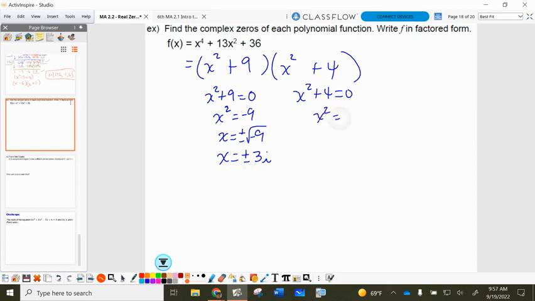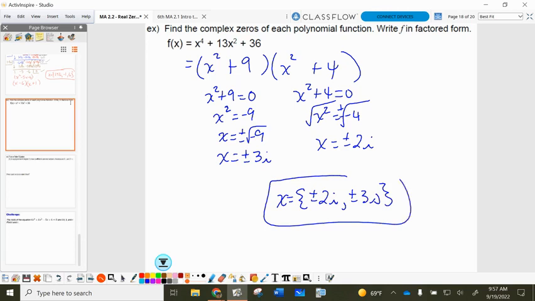Same thing over here. x squared equals negative 4. We undo a square with a square root, which picks up the plus or minus option. Don't forget that, or you'll miss half your roots and zeros, which means x equals plus or minus 2i. So the complex zeros of this, and of course there's that conjugate pair with the plus or minus 2i, so that's where that comes from. That's why they always come in conjugate pairs. So we would say x equals plus or minus 2i and plus or minus 3i.